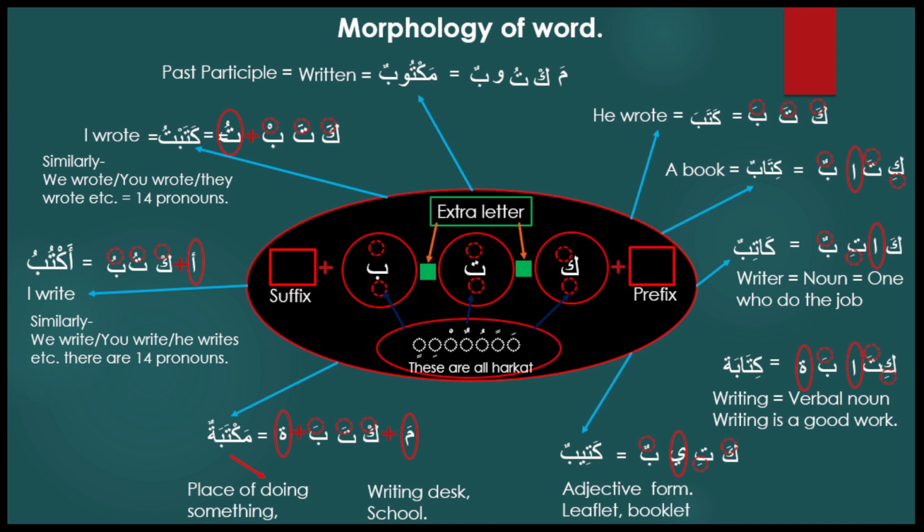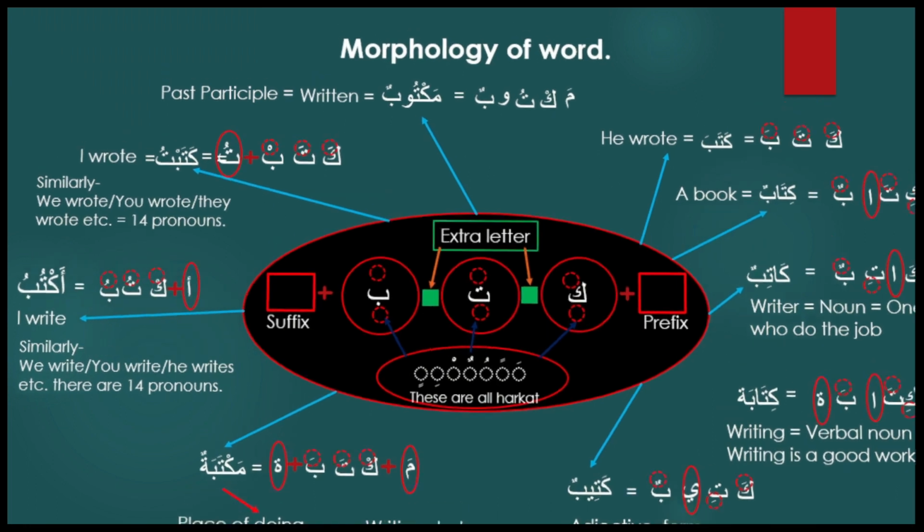Whenever you see a three base root letter, if you know the meaning of any one word, then you can guess the meaning of other words formed from this three base root letter. Because wherever it is used in combination with other letters as a suffix or prefix, the core meaning will remain the same. So let's see one more example.